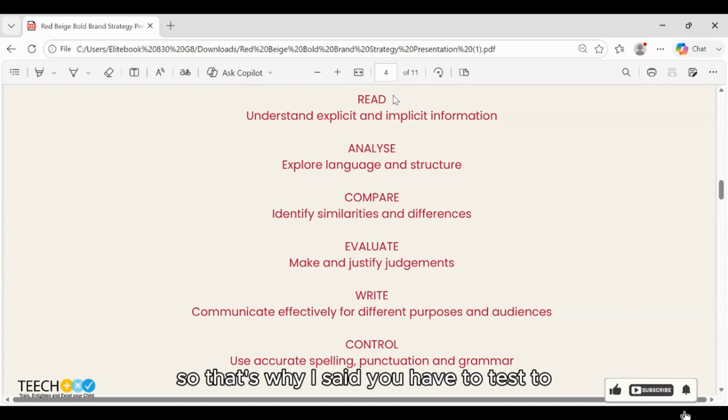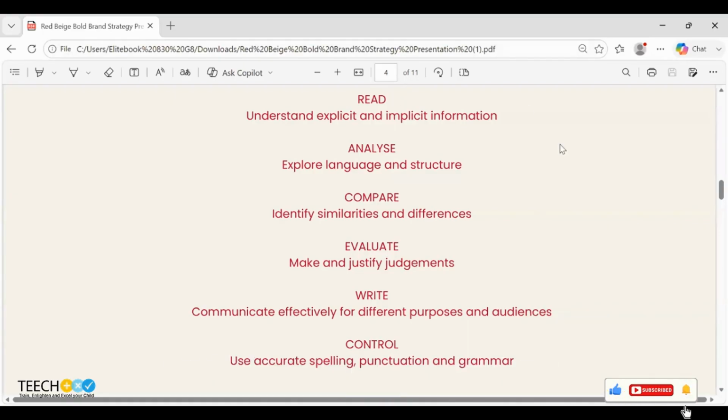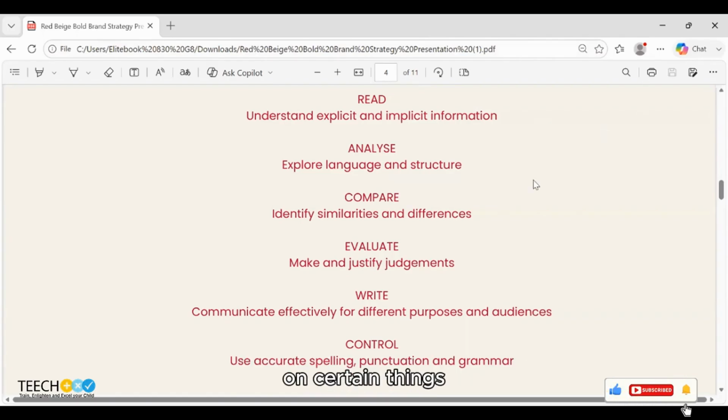So that's why I said you have to test to make sure that your child actually reads and understands explicit and implicit information. That is information that has been clearly stated and that which hasn't been clearly stated. They have to be able to make inferences on certain things.